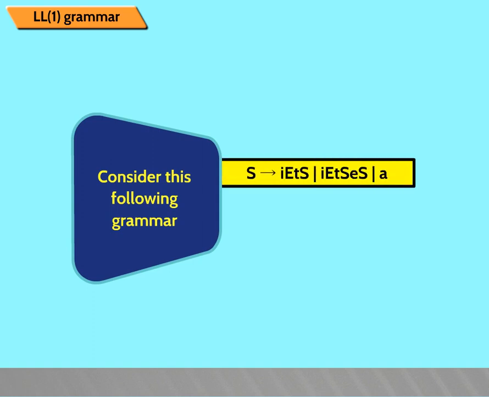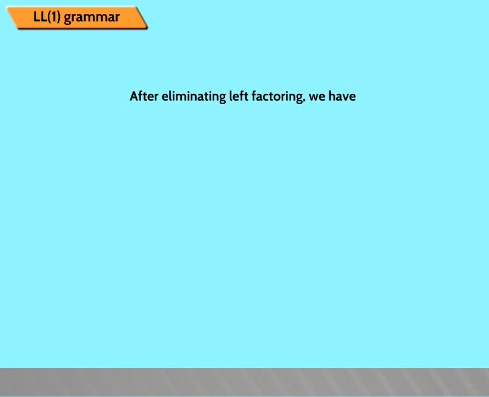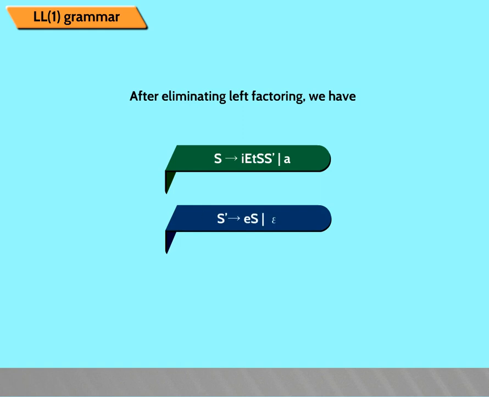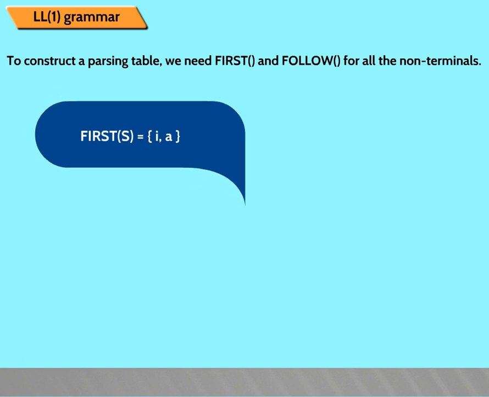Consider the following grammar. S provides iEtS | iEtSeS | a. E provides b. After eliminating left factoring, we have S provides iEtSS' | a. S' provides eS | epsilon. E provides b. To construct a parsing table, we need first and follow for all the non-terminals.